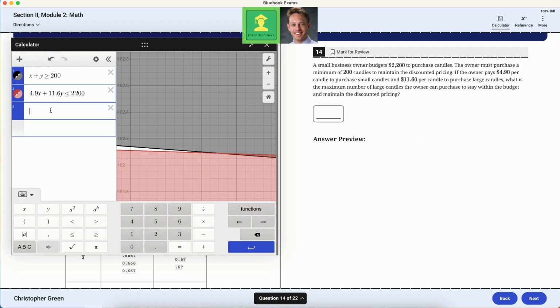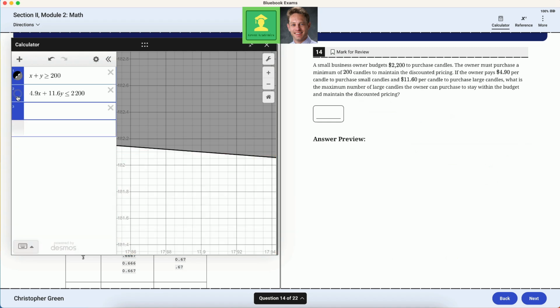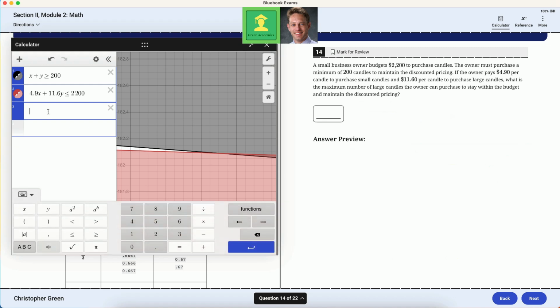But let's see if we can now write this out. So let's just do a tiny bit of arithmetic right here. If it was 182 times 11.6, that would be 2,111. And then effectively the number of smalls would be the difference between 182 and 200, which is 18. So 18 times the 4.9, yes, would be underneath, right?